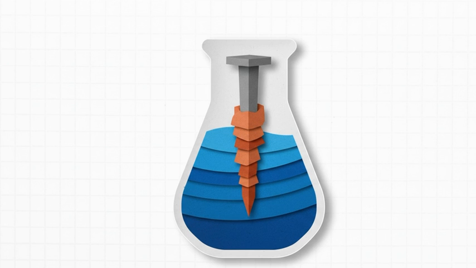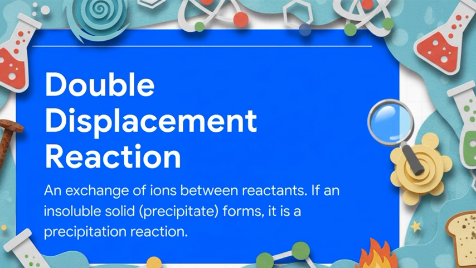So if one element can do a swap, why not 2? That's what happens in a double displacement reaction. You have two compounds, and they literally trade partners, swapping their ions to form two brand new compounds. Now, a really common thing that happens here is that one of the new products is a solid that won't dissolve. We call this a precipitate. And when that happens, you can also call the whole thing a precipitation reaction.